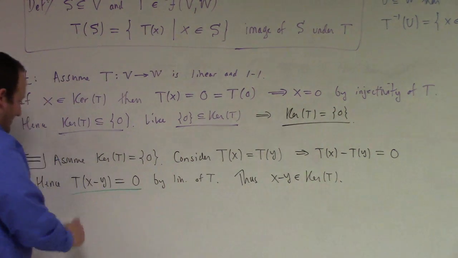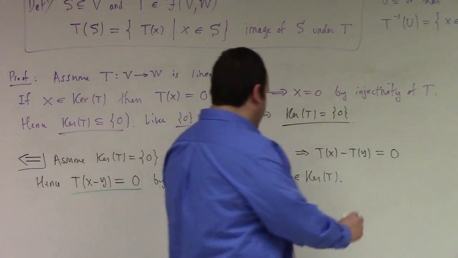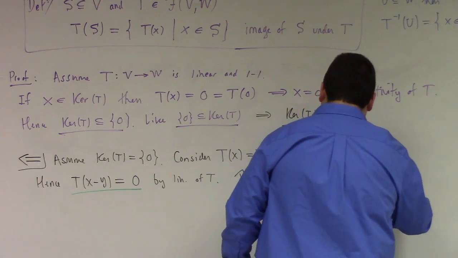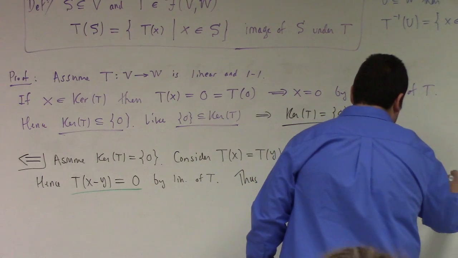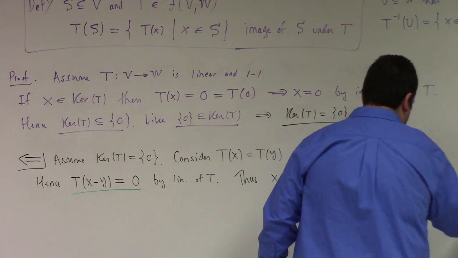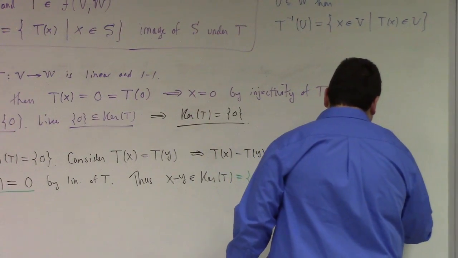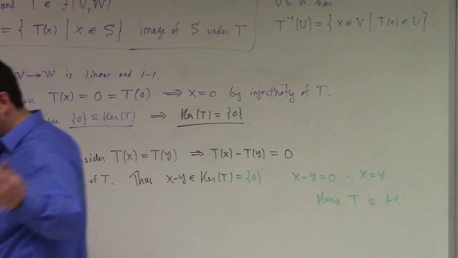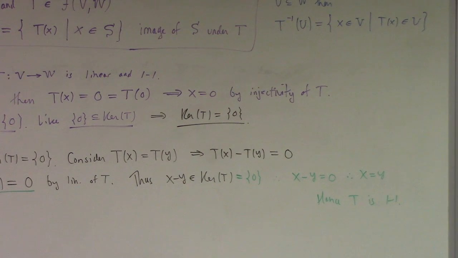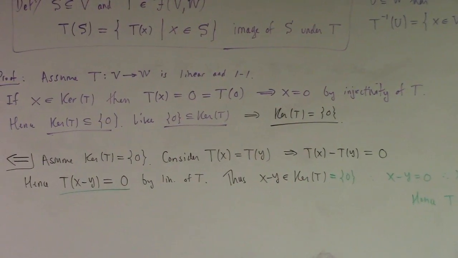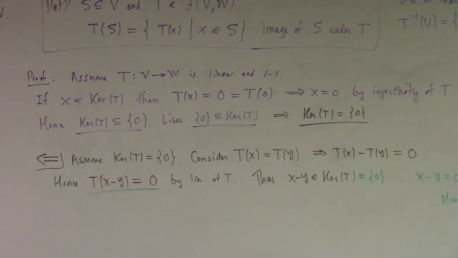Let's see here. But the kernel of T is what? It's 0, right? So therefore, x minus y is equal to 0. Therefore, x is equal to y. Hence, T is 1 to 1. This is an amazing theorem. It says that one-to-oneness can be just checked by calculating the kernel. That is such a precious, precious fact.